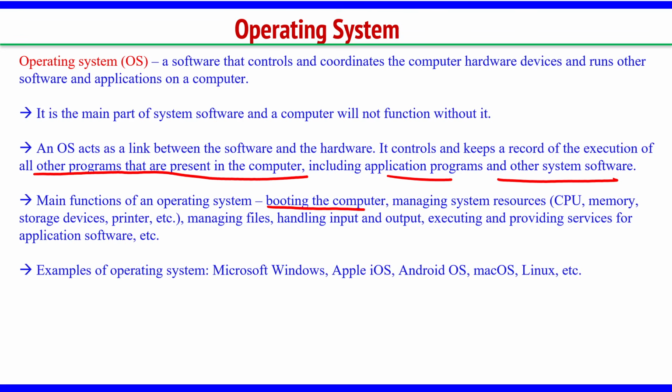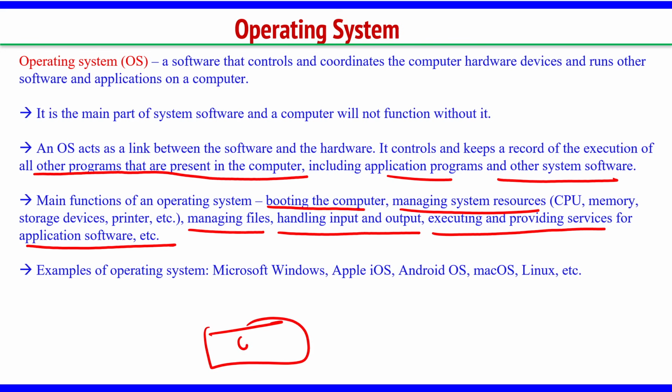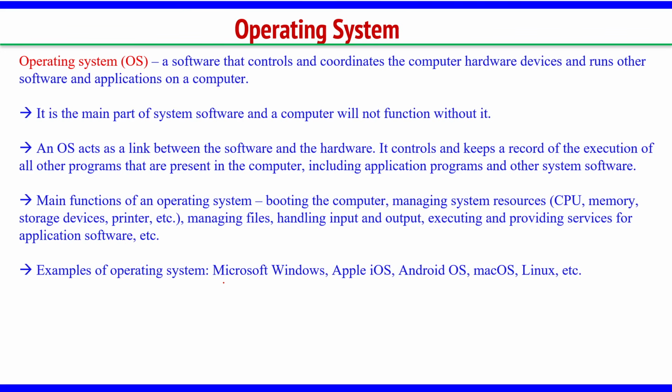The main important functions of an operating system include booting the computer, whenever you want to install a new operating system or change or update something, right? Managing system resources, which is very important: CPU, memory, storage devices, printer, all those things it has to manage. Managing files, handling input and output, executing and providing services for the application software. With the help of the operating system, we can install n number of applications, and all of these applications are managed and handled by it, right? Examples of operating systems include Microsoft Windows, Apple, Android, Mac, Linux and so on, right? iOS, okay, we have so many such operating systems.